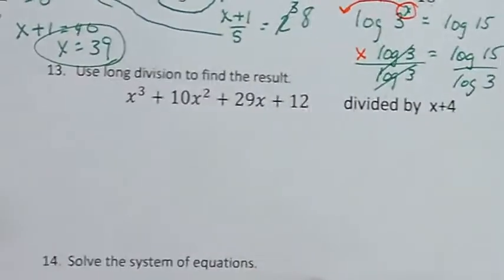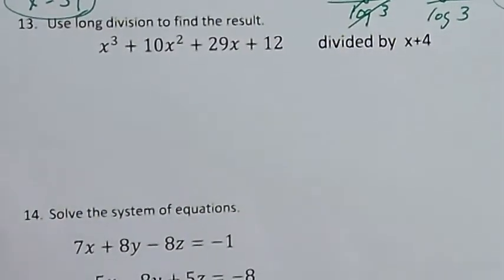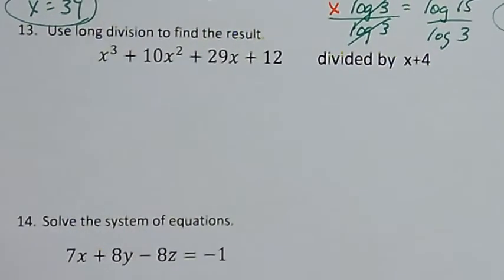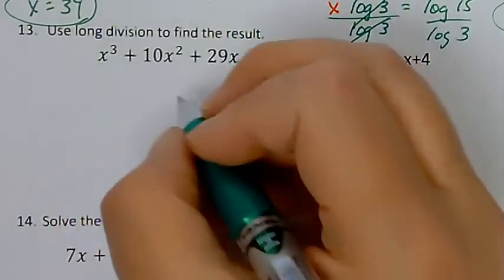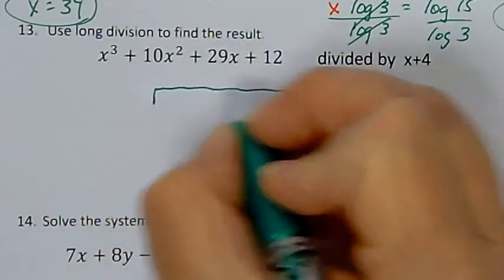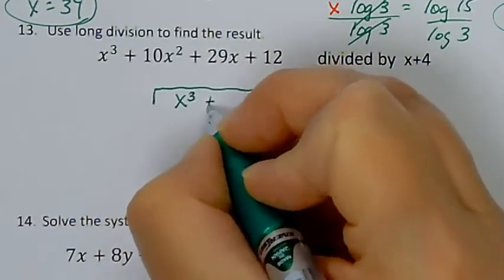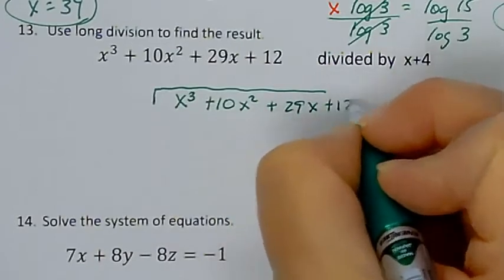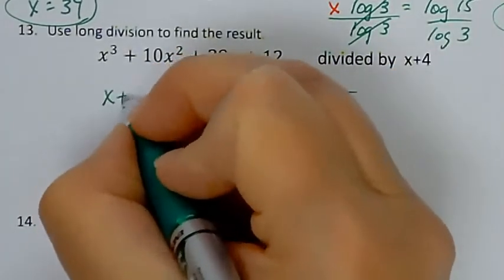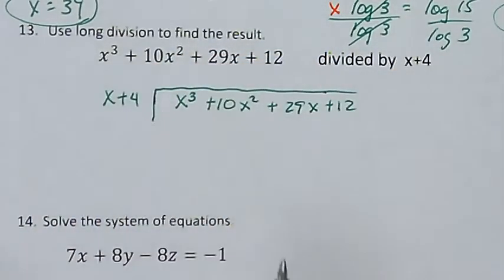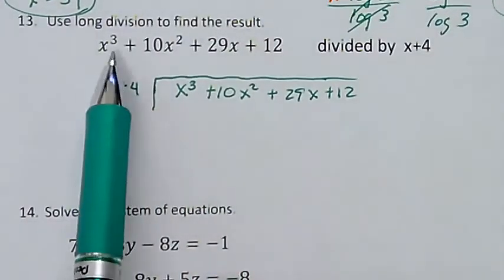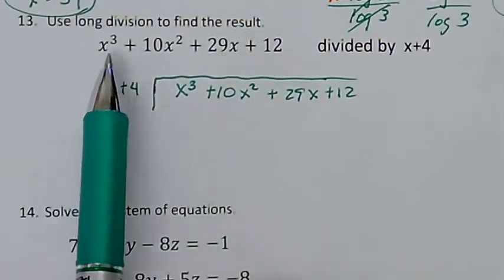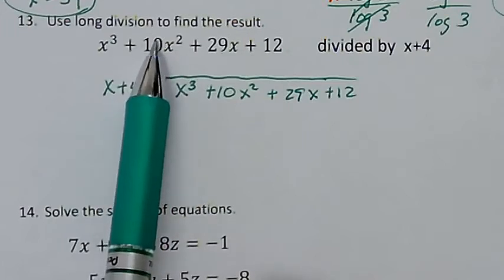All right, we haven't done long division in a while, so this is a good review. I want to divide x cubed plus 10x squared plus 29x plus 12 by x plus 4. Remember that sometimes not every one of these terms is represented. So let's say the x squared term was missing. I'd have to remember to put a 0 here.